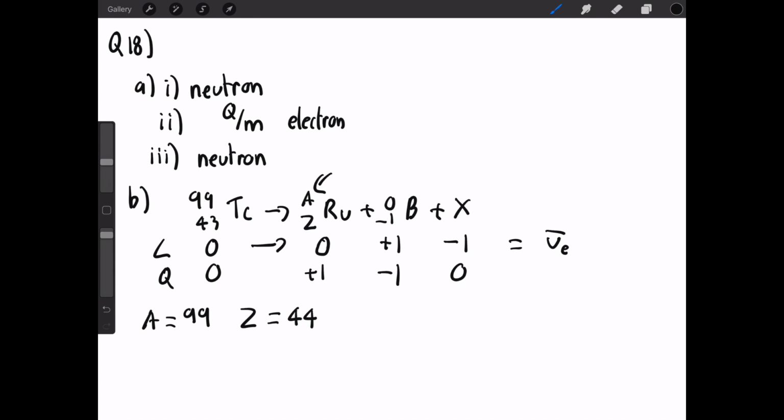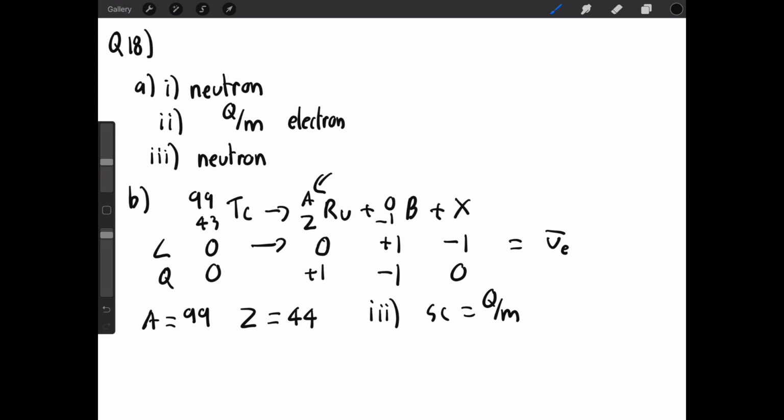Finally, running out of room, do it here. Calculate the specific charge of the technetium-99 nucleus. State an appropriate unit for your answer. So specific charge is our Q/m. It's only asking for the nucleus, so I'm not going to take into account masses of electrons or anything like that.